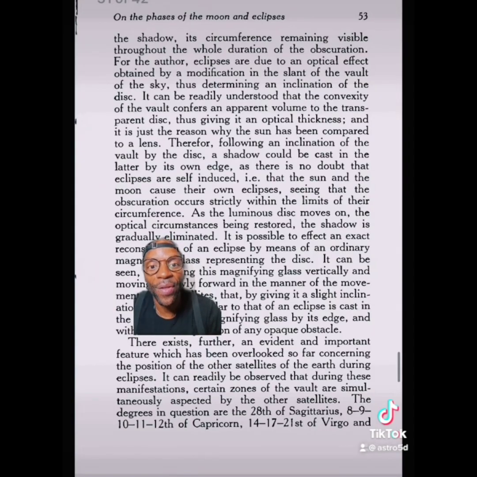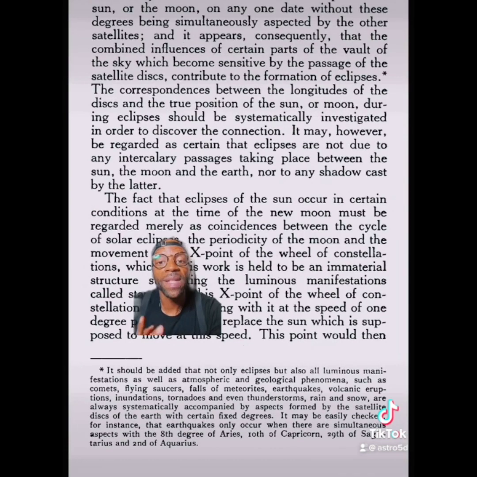There exists further an evident and important feature which has been overlooked so far concerning the position of other satellites of Earth during eclipses. It can be readily observed that during the manifestation, certain zones of the vault are simultaneously aspected by the other satellites. The degrees in question are the 28th of Sagittarius, 8th through 9th, 10th, 11th, 12th of Capricorn, 14th through 17th, the 21st of Virgo, and the 2nd of Aquarius.